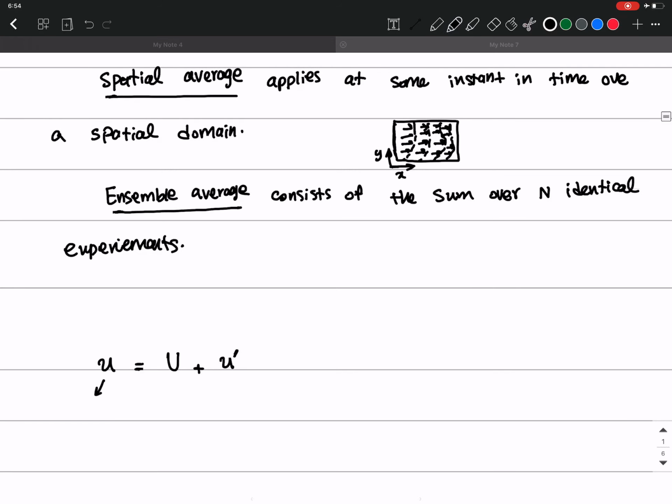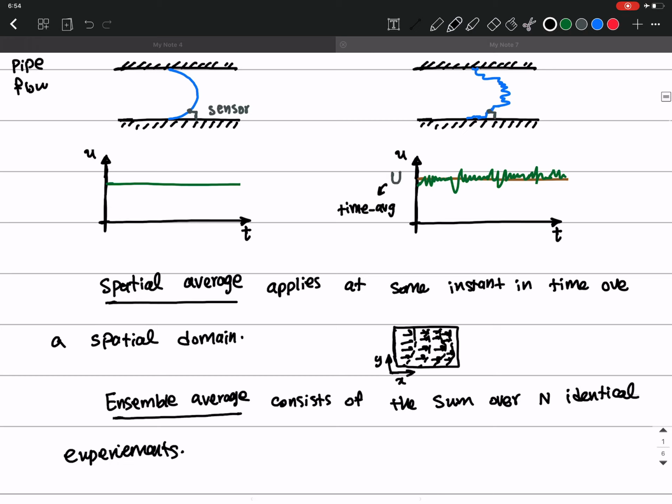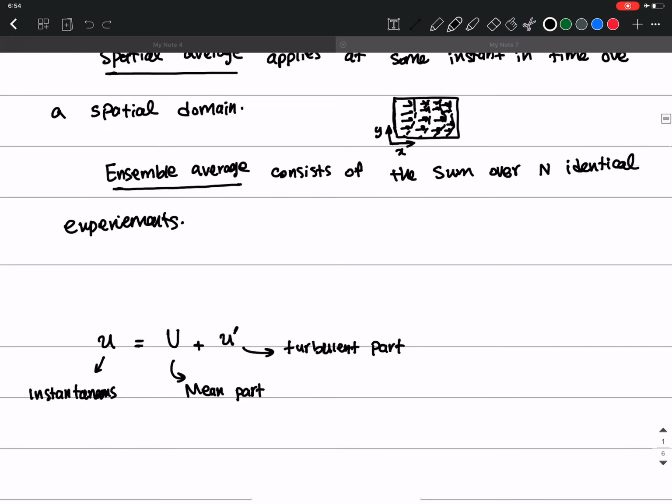So this will be instantaneous, this is the mean part, and this would be the turbulent part. As you see here, the signal is this u bar, the time average, plus all these fluctuations, right? We call all those fluctuations u prime.